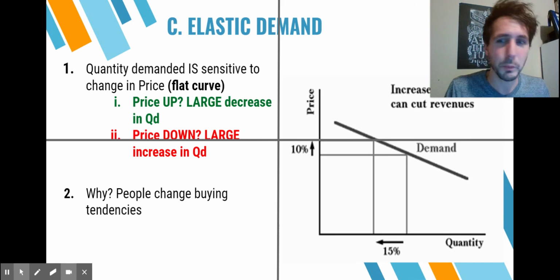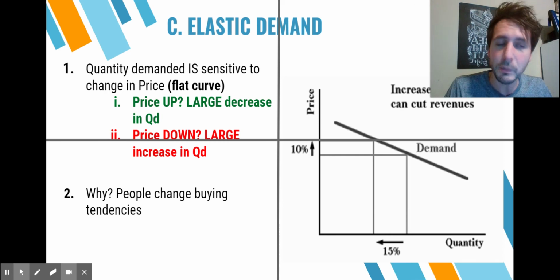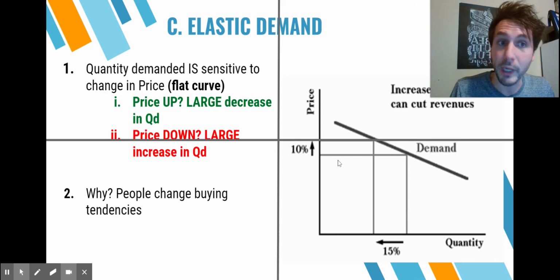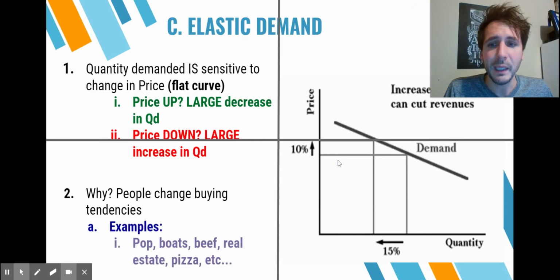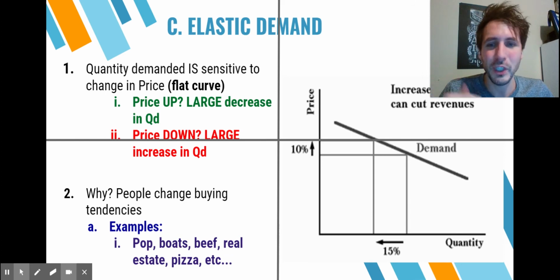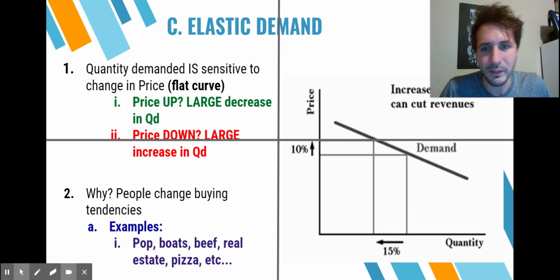Why? ¿Por qué en español? Because people are changing their buying tendencies based on price. They are goods where people shop based on price or do price comparison shopping. Examples are soda pop, like the cartoon, boats, when you're going to buy your yacht, you're going to wait for the best price on a yacht. Beef, right, is very sensitive to a change in price. People look at beef and like, hey, if it's cheaper, I'll buy it. If not, I'll buy chicken instead.